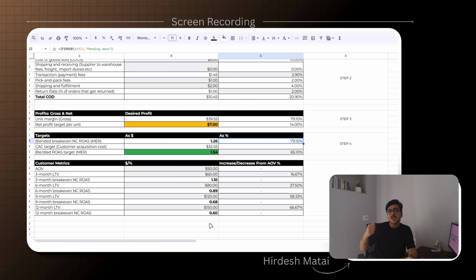How much you spend to get one single customer. Again, as I'm telling you, this is per unit, okay? So here, CAC target is $32.55. If I change this $7 to $5, my CAC automatically changes to $34.55. And this is what you put according to your desired profit that you need. So I'm putting it back again at 7.